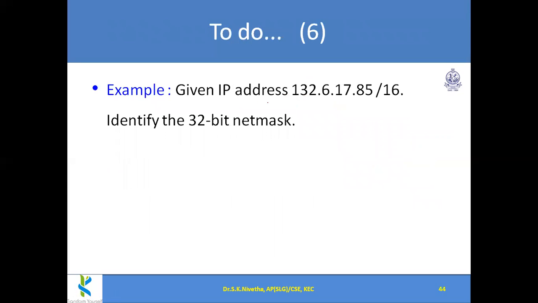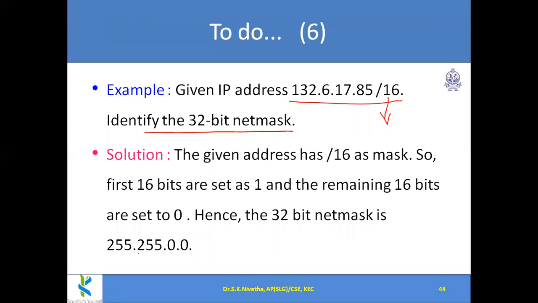Now, this is the given IP address. They have given the mask value also, /16. Now, identify the 32-bit net mask. So how do we identify that? Based on this value, /16 means the first 16 bits all ones, remaining all zeros. So we can identify that 255.255.0.0 is the 32-bit net mask. Okay.